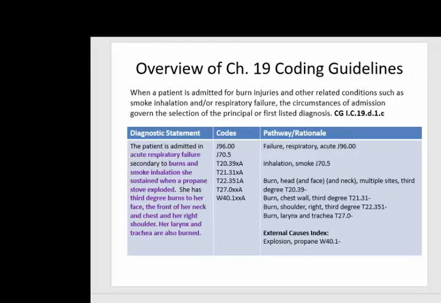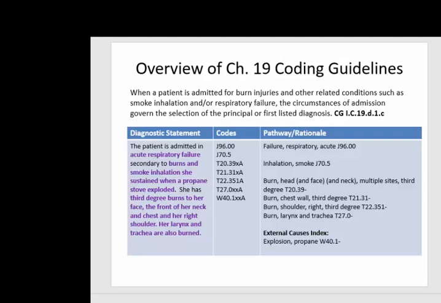The next guideline: patients admitted for burn injuries and other related injuries, such as smoke inhalation or respiratory failure, the circumstances of admission govern the selection of the principal or first listed. The physician has stated that the patient is admitted in acute respiratory failure, so that's going to be your principal. The smoke inhalation I put next because I think the two are related.